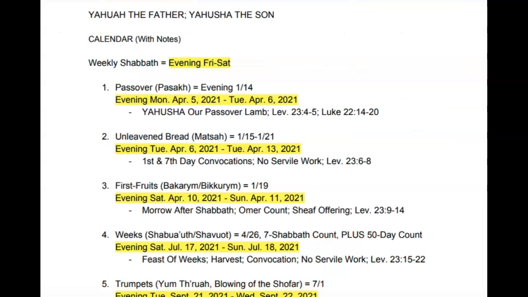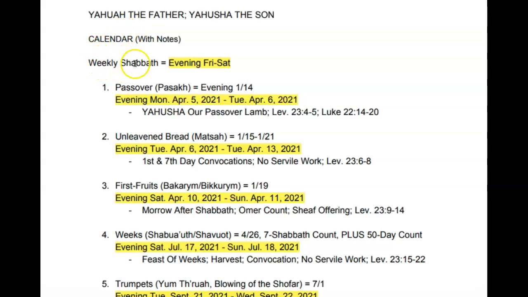Now on page 3 of the document, I also go over more about how to observe it and also the scriptural references. So you see right here, Yahuwah the Father, Yahusha the Son. And those are the restored names of the Father and the Son, respectively, in case you don't already know that. But here are the notes for the calendar.